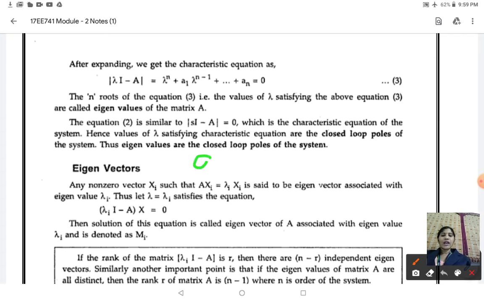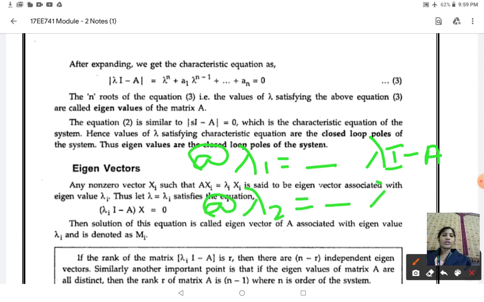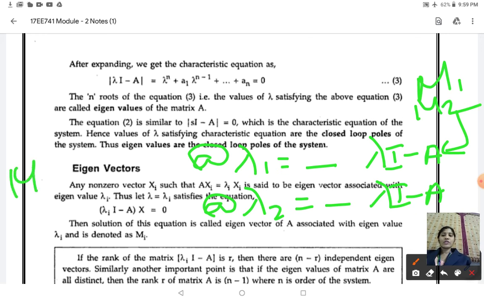It means that at lambda 1 equal to so and so value, you have to identify what is your lambda I minus A. Same thing at lambda 2 equal to another value, what is your lambda I minus A. For this you have to identify the modal vectors M1, M2, M3 like that, and from there it is possible for us to identify the modal matrix M. Then from this modal matrix, you can identify your M inverse, which is required for diagonalization. Now the values of lambda satisfying the characteristic equation are the closed loop poles of the system.